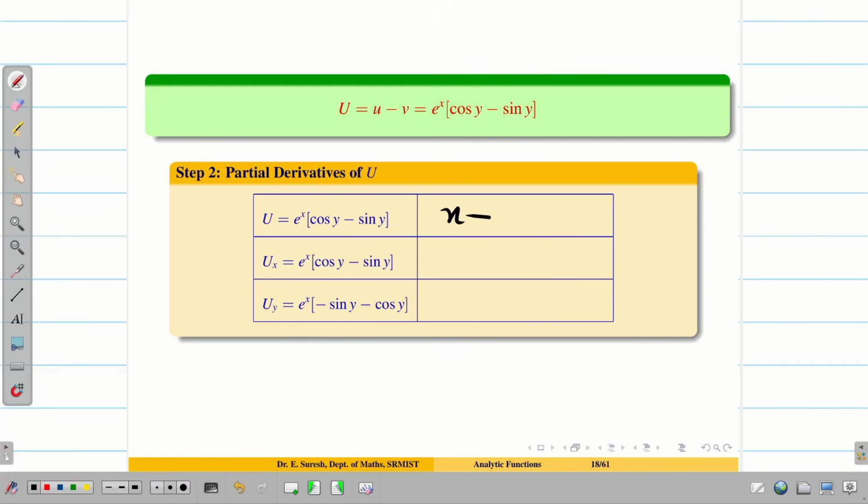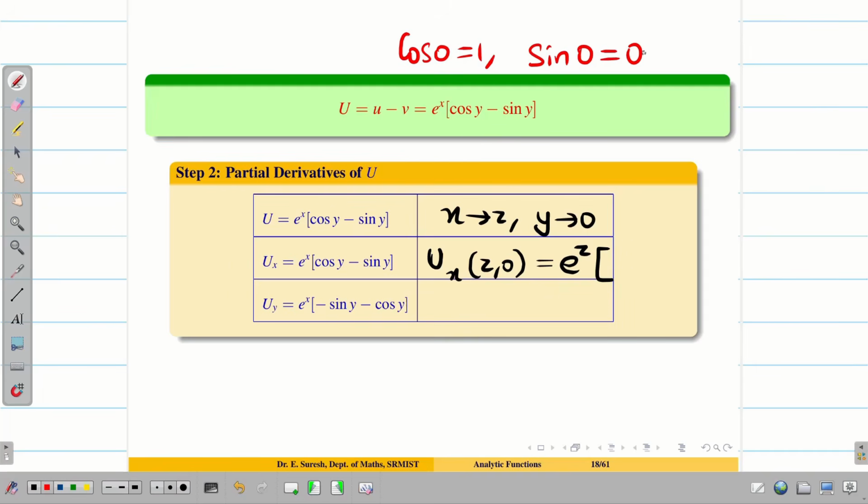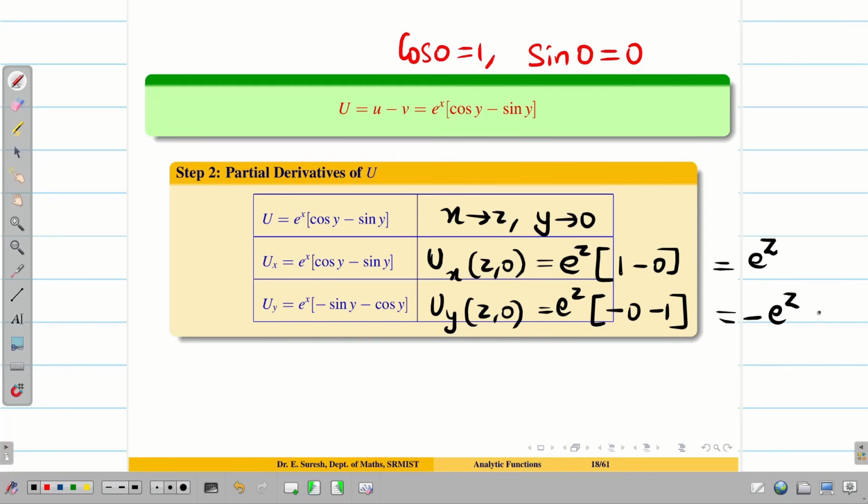Next we have to replace x by z, y by 0. So capital Ux of z comma 0 is e power z. We know that cos 0 is 1, sin 0 is 0. Therefore, 1 minus 0. Next, Uy of z comma 0, that is e power z, sin 0 is 0, cos 0 is 1. So we get e power z and minus e power z.